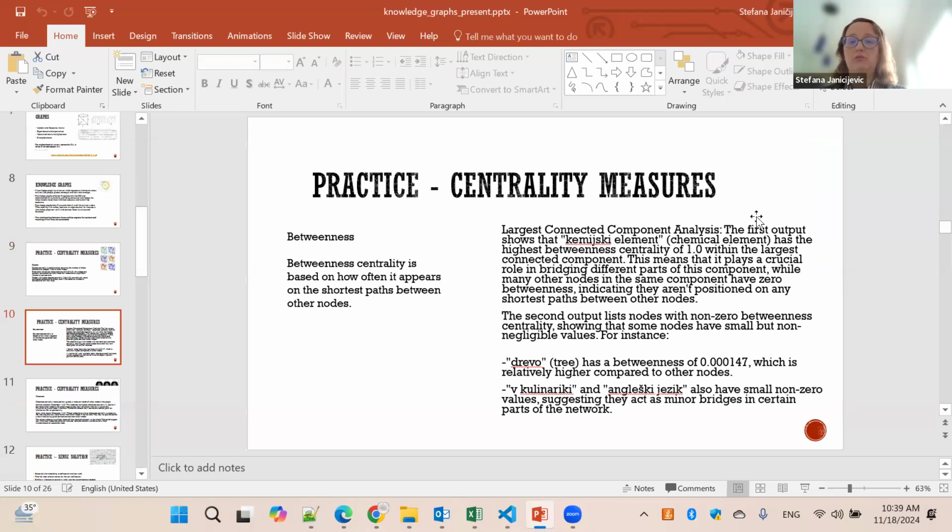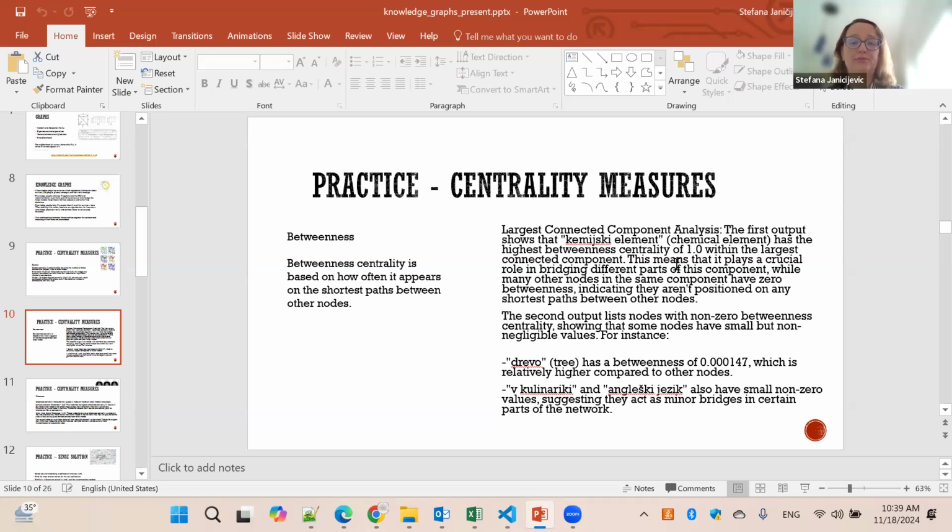Betweenness. This is interesting to understand. The largest connected component gives us insight: the first output showed that chemistry element has the highest betweenness centrality of 1 within the largest connected component. This means that it plays a crucial role in bridging different parts of these components, while many other nodes in the same component have 0 betweenness, indicating they aren't positioned on any shortest path between other nodes.